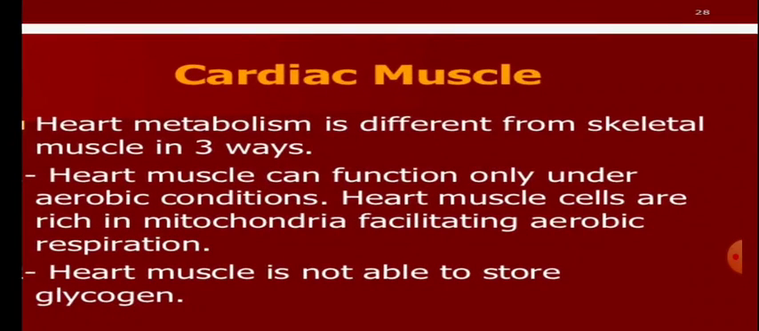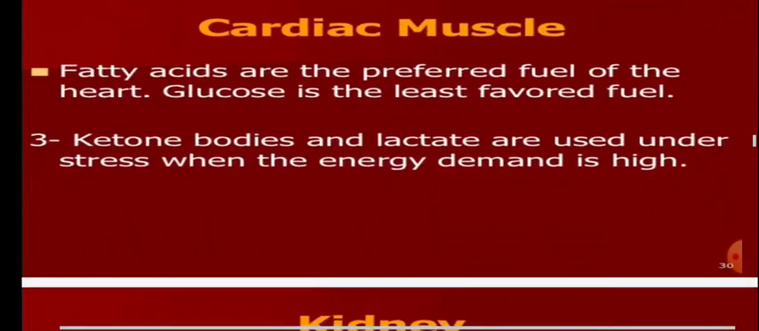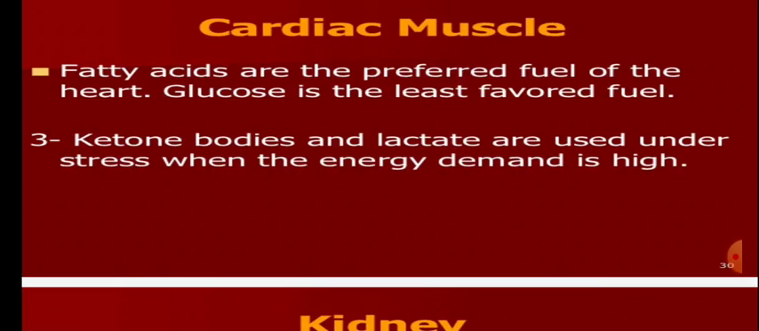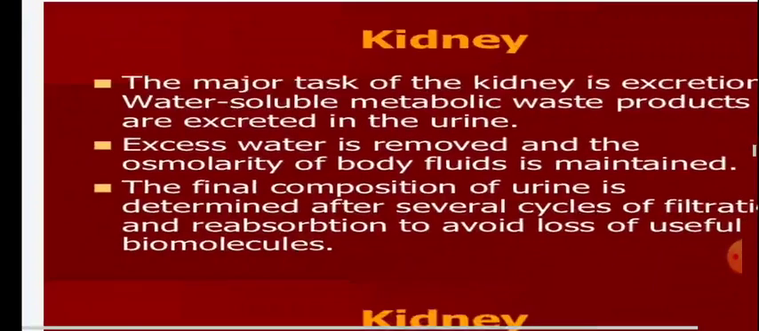Then cardiac muscle: the heart's metabolism is different from skeletal muscle. Heart muscle can function only under aerobic conditions. Heart muscle cells are rich in mitochondria, facilitating aerobic respiration. Heart muscle is not able to store glycogen. Fatty acids are the preferred fuel of the heart, and glucose is the least preferred. Ketone bodies and lactate are used under stress when the energy demand is high.